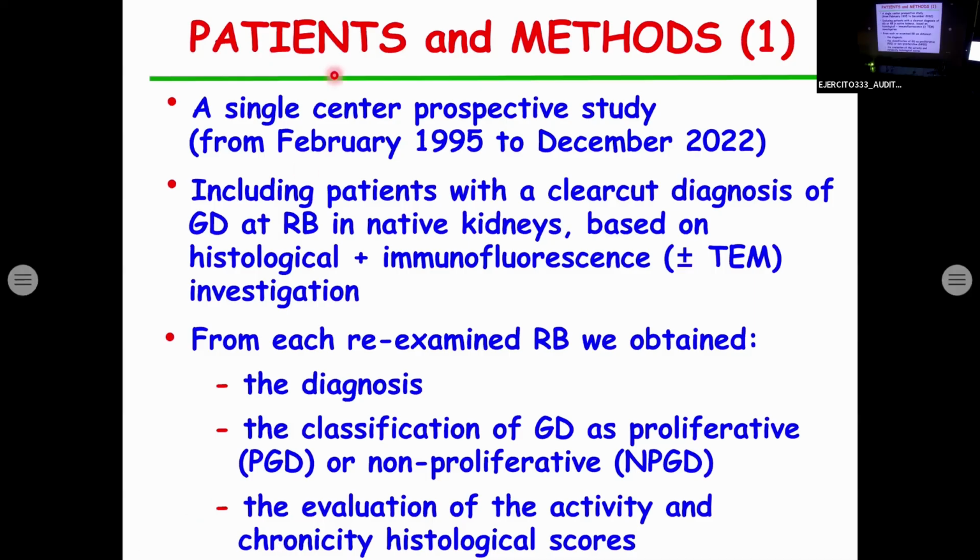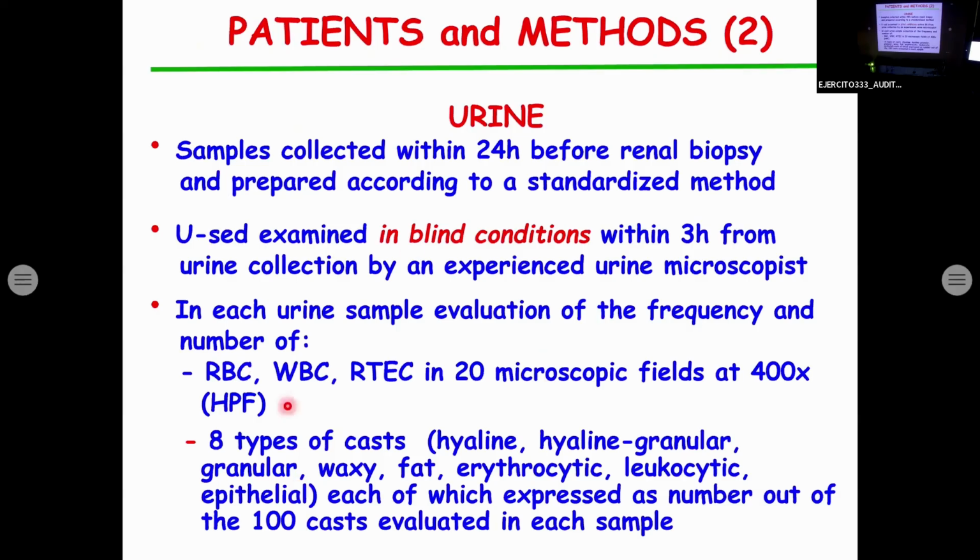We re-examined all the renal biopsies of those patients to be sure about the diagnosis, the classification of the diseases as proliferative and non-proliferative, and also to evaluate for each renal biopsy the activity and chronicity histological scores. As to urine methodology, samples were collected within 24 hours before renal biopsy, and prepared according to the standardized method I described a few minutes ago.